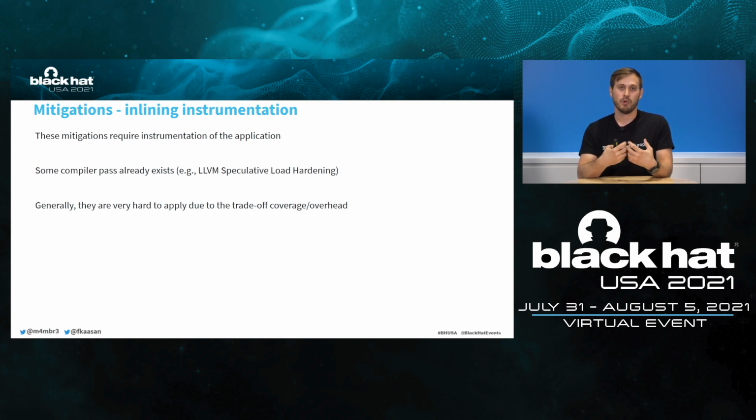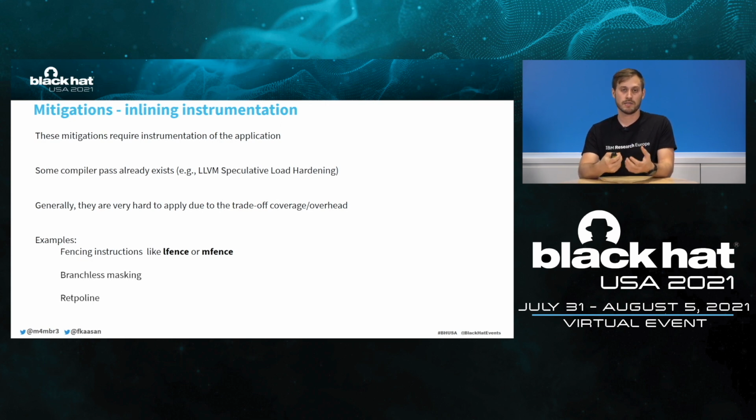So the more patterns in the code we protect, the higher the overhead, and so it's very hard to find which are the sensible code patterns that we want to protect versus the ones that we want to leave not protected. Examples of this type of instrumentation: there are fencing instructions that can be inlined in the code, there is branchless masking, or constructs such as retpoline.